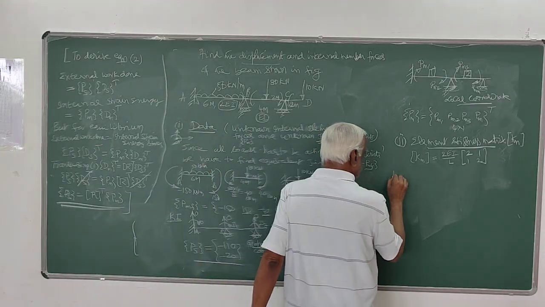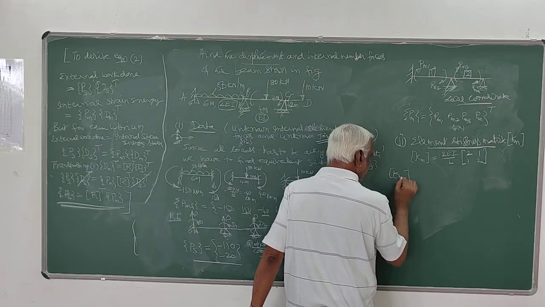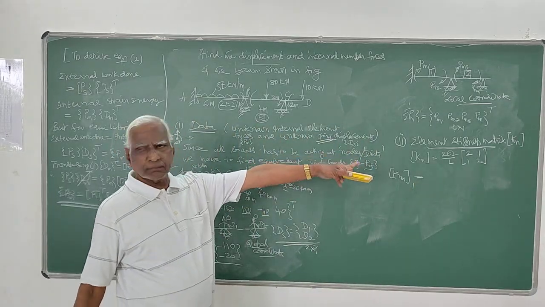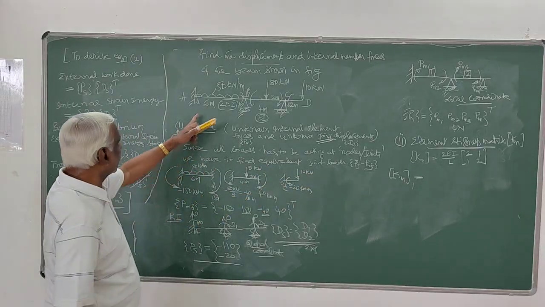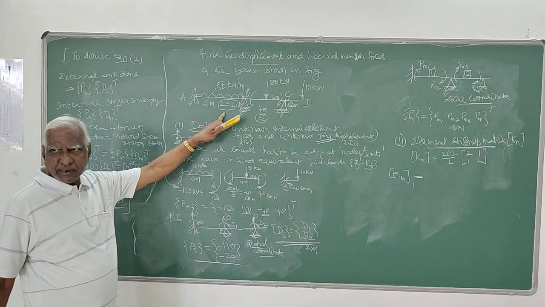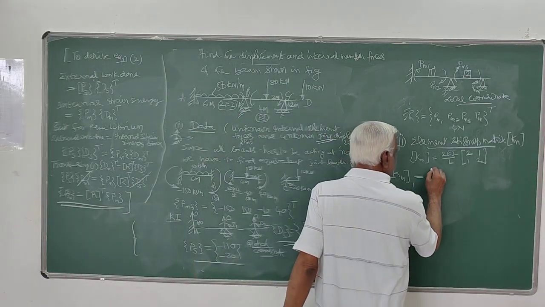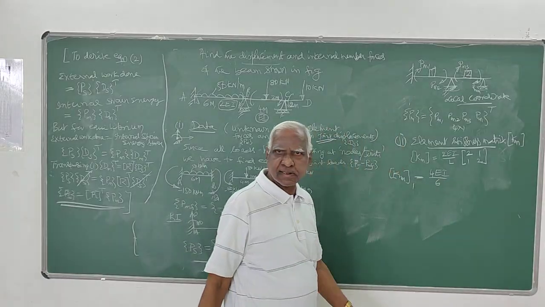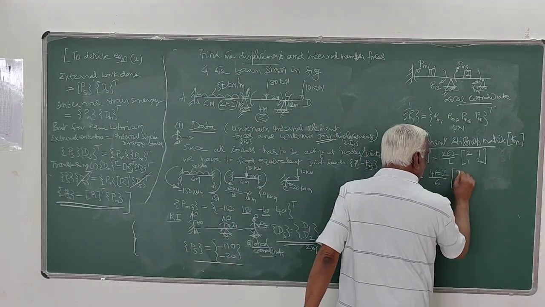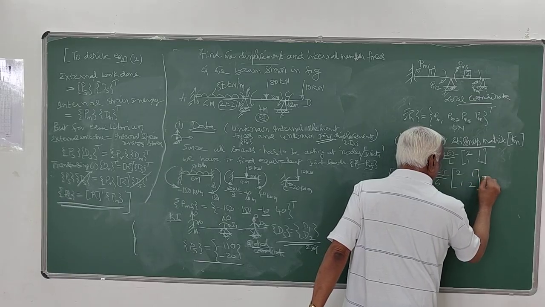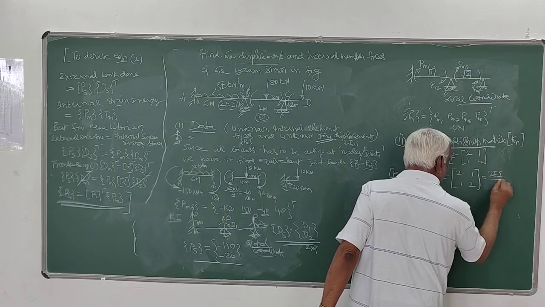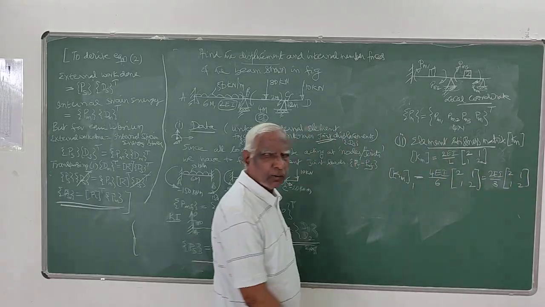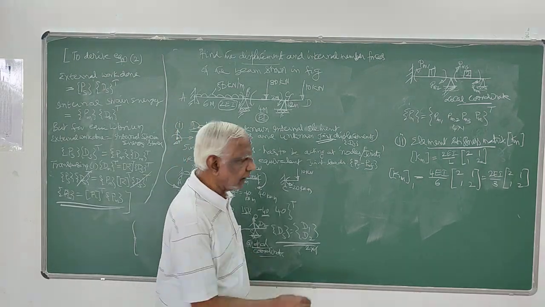So Km1, the first member, is equal to, I will apply this formula, 2EI by L. What is EI of that first member? It is 2EI. 2 into 2EI is 4EI divided by L, which is 6 meters, into the matrix 2, 1, 1, 2. That is 2EI by 3 times the matrix 2, 1, 1, 2. That is Km1. It's a very simple, straightforward process.